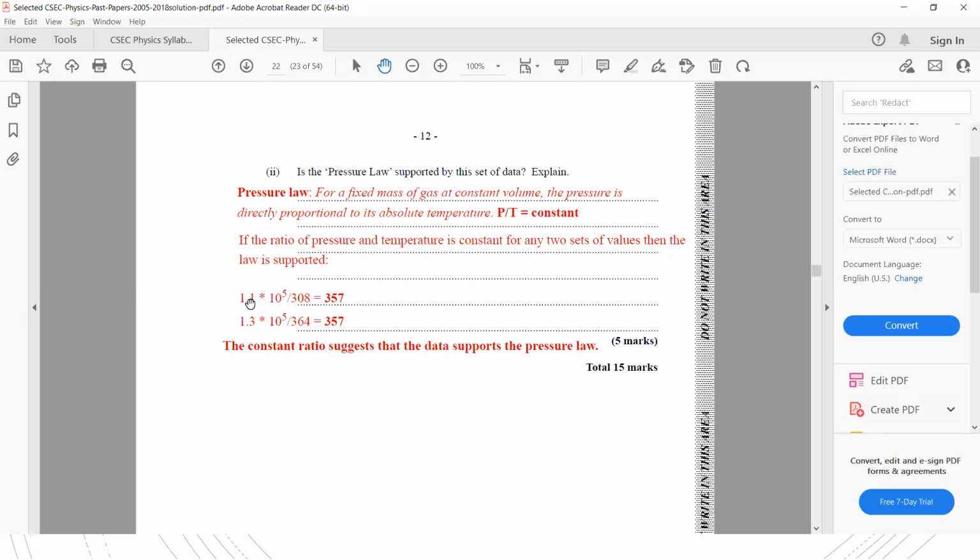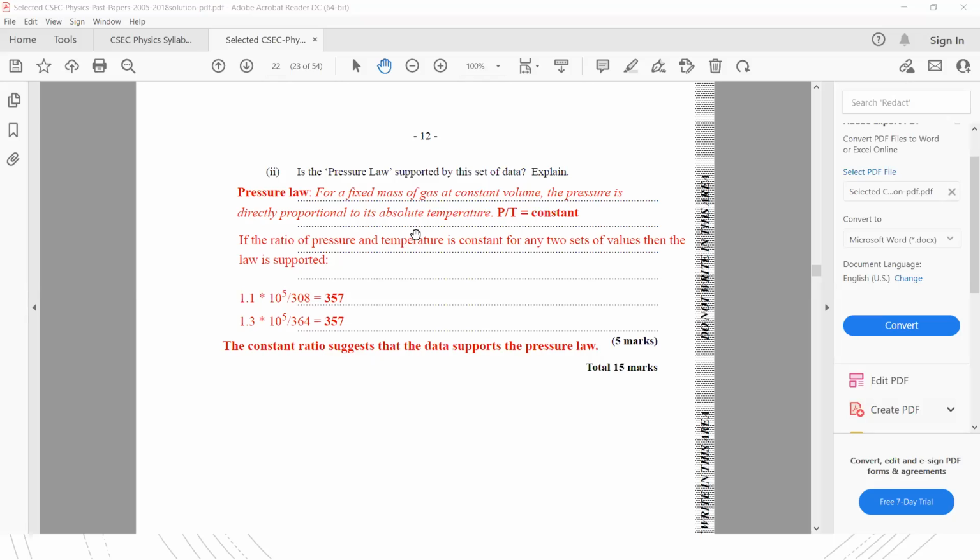Right? So what I have done is to use two of the pressure values and the corresponding temperature values, and this will be in Kelvins, not the Celsius. If you use the Celsius, you won't get the valid answer. So first pressure, 1.1 times 10^5 over 308, and 1.3 times 10^5 over 364. Both of these ratios are equal to 357. All right. And so since the ratio is constant, then it means that the pressure law is supported by the data.